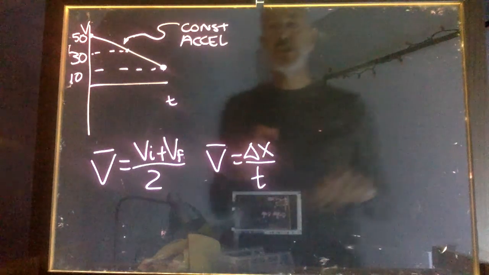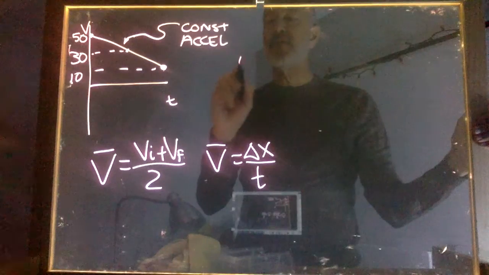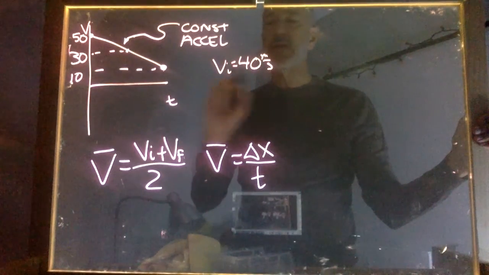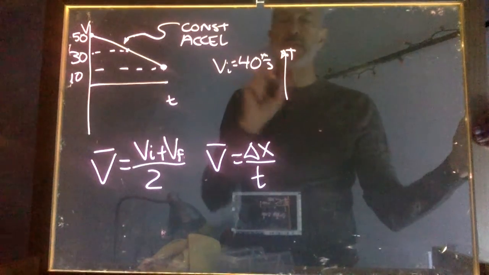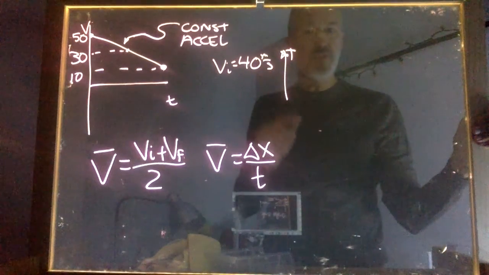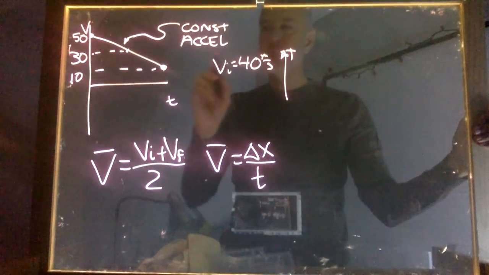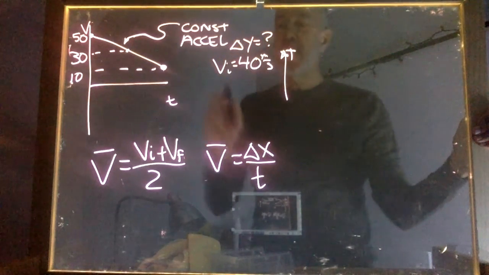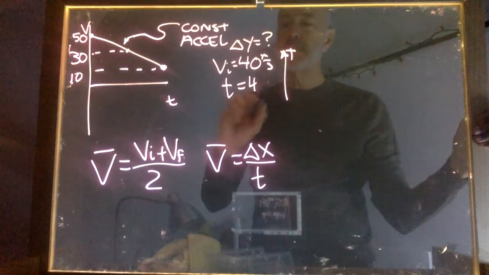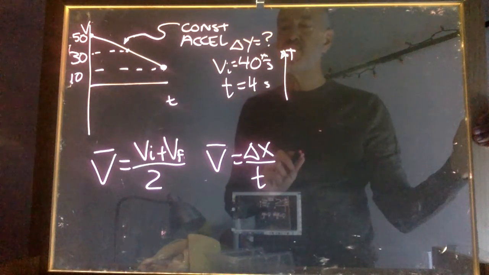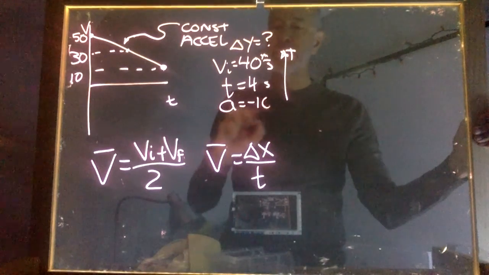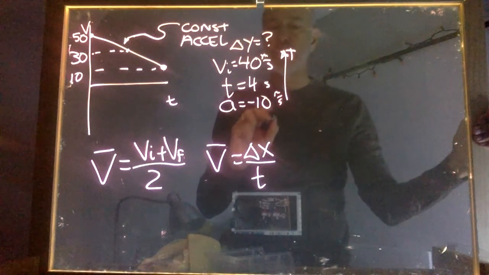So let me show you what I mean. I throw a ball up at 40 meters per second. I'm just going to write down the variables right now. Okay? And I'm going to want to find out how far away it is, delta x, I'll call it delta y, equals question mark, after 4 seconds. Okay? And I know that the acceleration is -10 meters per second squared.